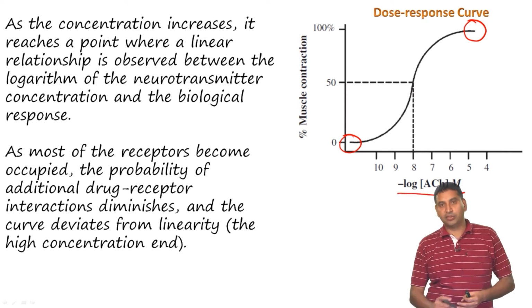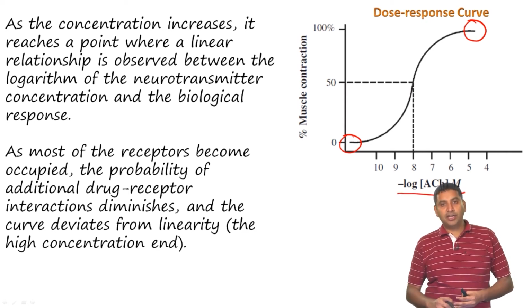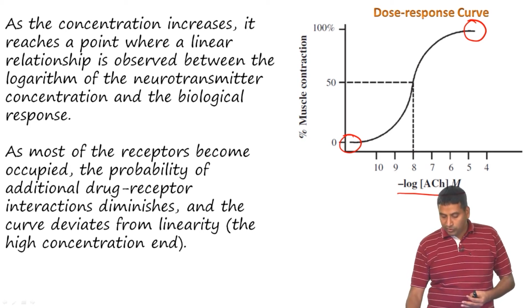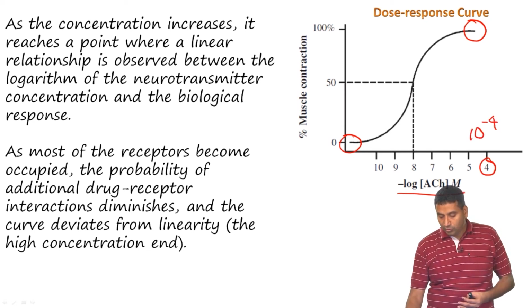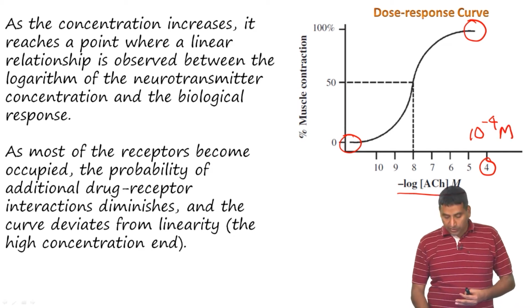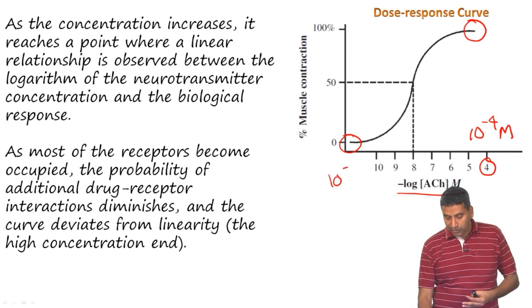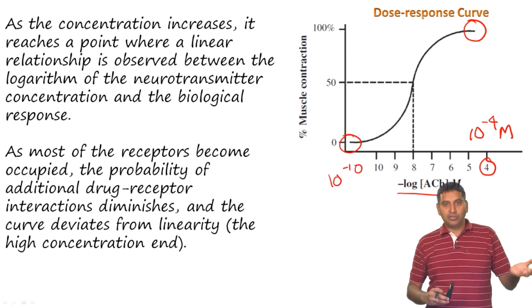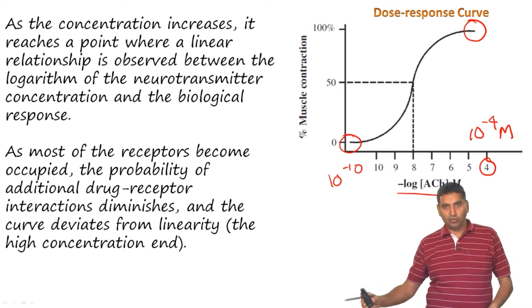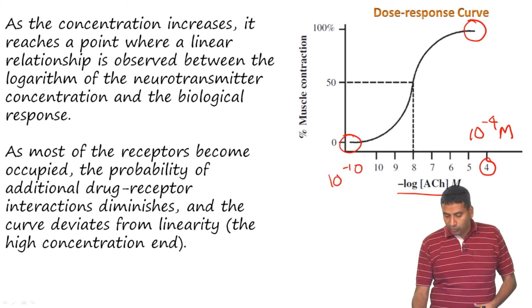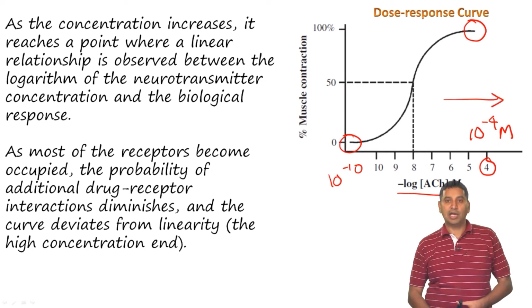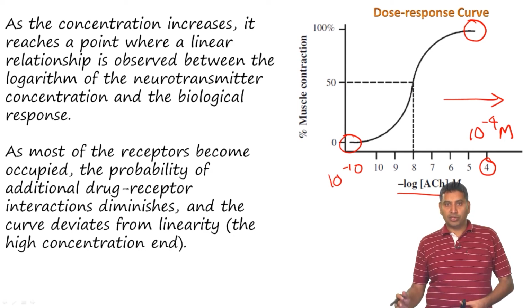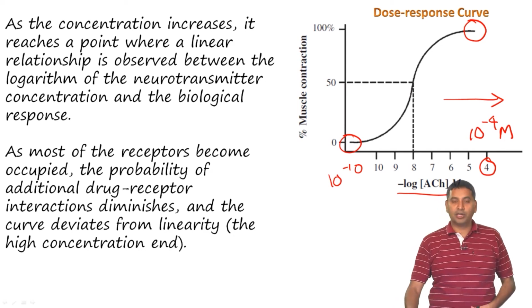What we have done here is on the x axis, we have taken a negative log of concentration of acetylcholine. Okay. So, in other words, what this number 4 means is that it is 10 power minus 4 molar, and here 10 means 10 power minus 10 molar. As we know, 10 power minus 10 is a number which is significantly smaller than 10 power minus 4. So, along the x axis, if I go from left to right, the concentration is going up. As the concentration goes up, the percentage muscle contraction is also going up.